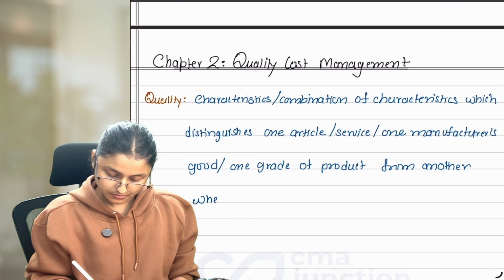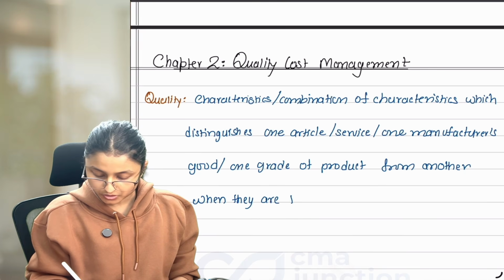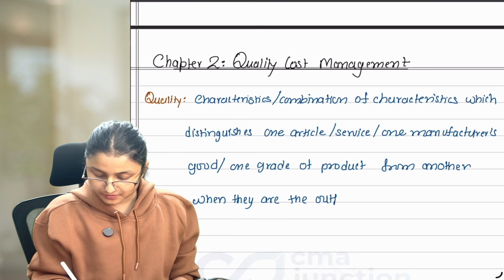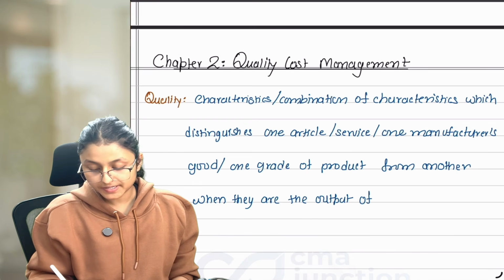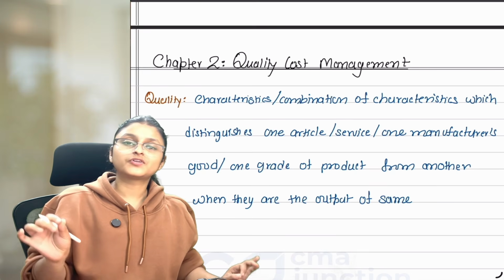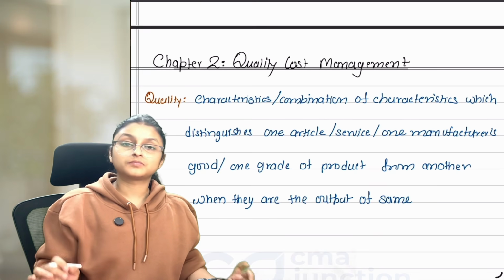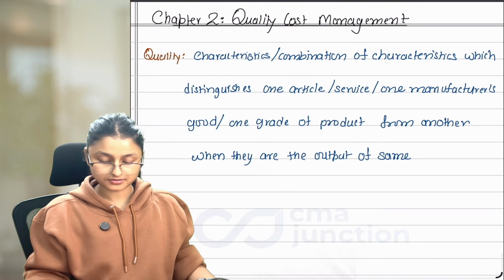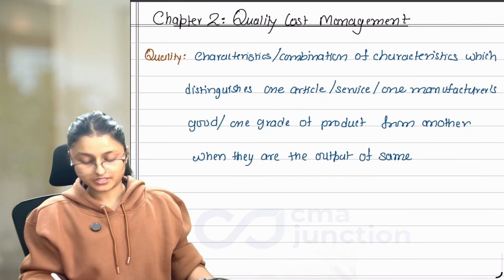when they are the output of the same factory. Even if they are the output of the same factory, made in the same factory, similar type of product but just different grades, then also they can be differentiated on the basis of their characteristics. And that is what quality is.